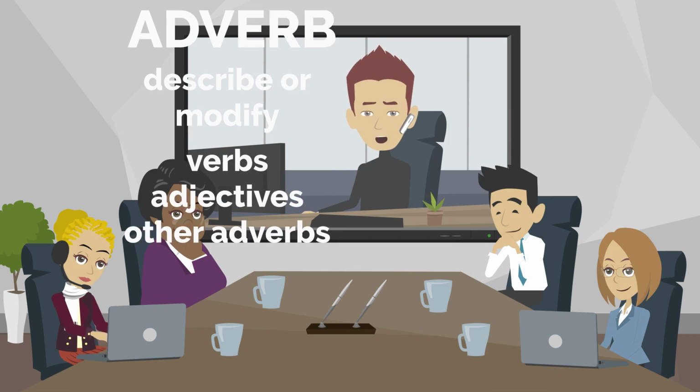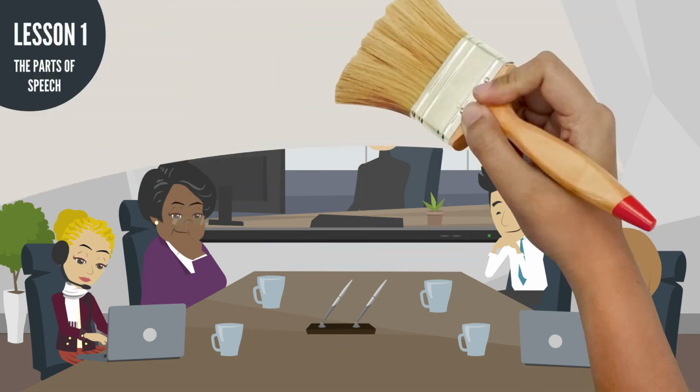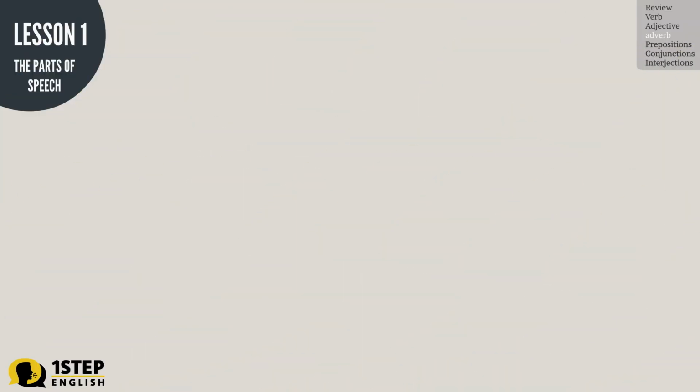The fifth part of speech is adverb. Adverbs describe or modify verbs, adjectives, and other adverbs. Adverbs tell us when, where, how, and why, under what conditions, and to what degree. Notice the difference between adjectives and adverbs, which are commonly confused.